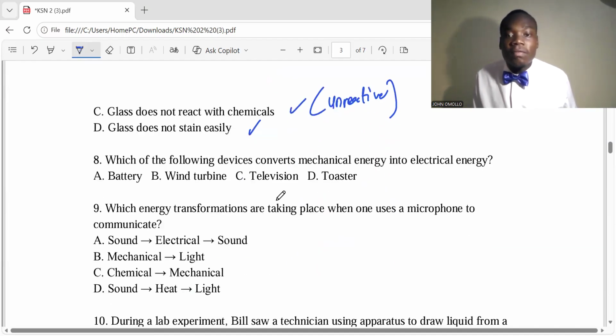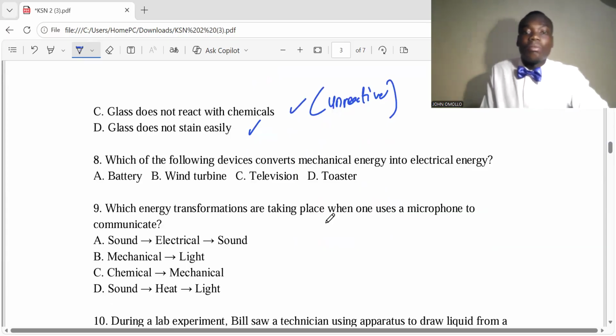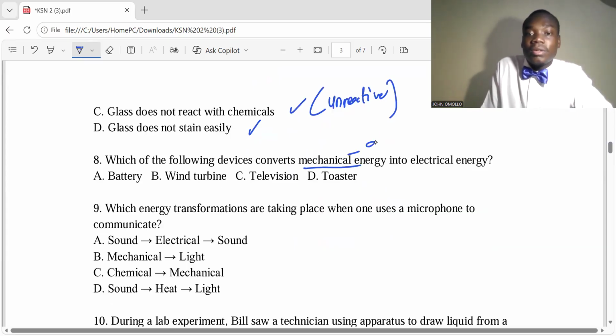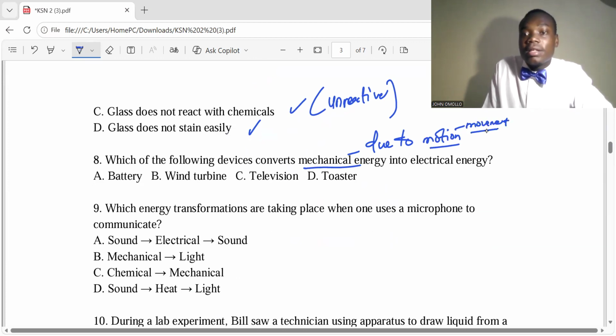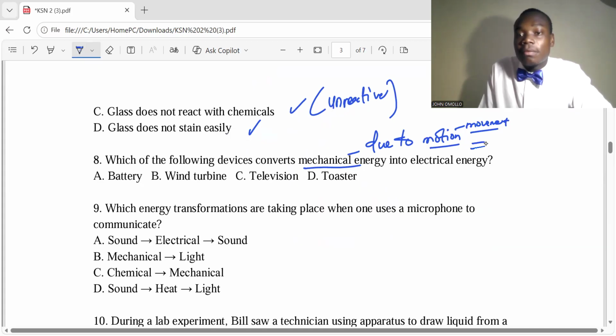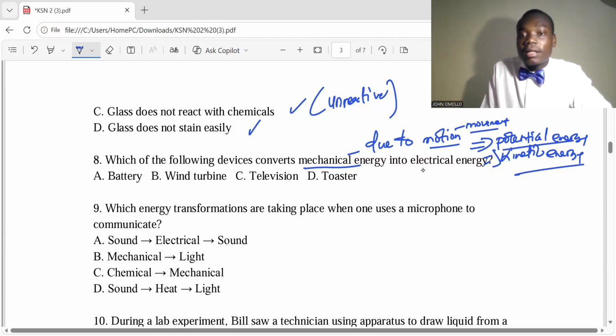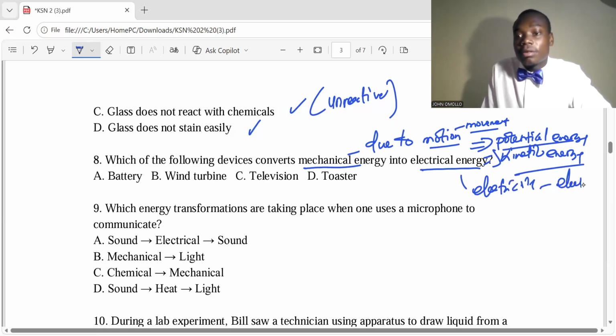Which of the following devices converts mechanical energy into electrical energy? Mechanical energy is energy due to motion. Motion is movement. So it is the energy that is due to movement. There are two types of mechanical energy: number one, potential energy and kinetic energy. So energy due to motion or movement is mechanical energy. For electrical energy, there must be electricity, so electric current is being produced.